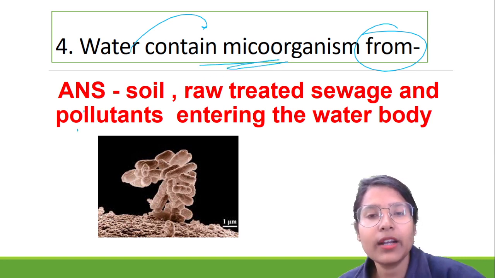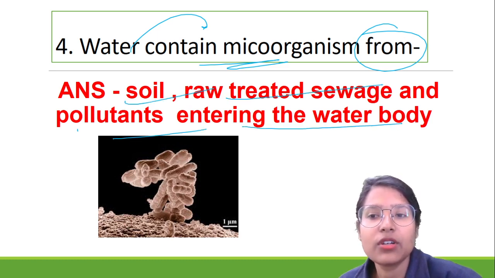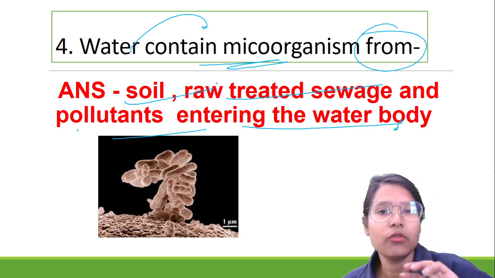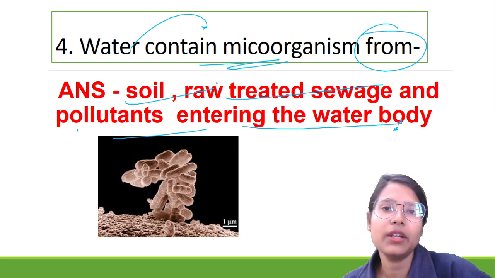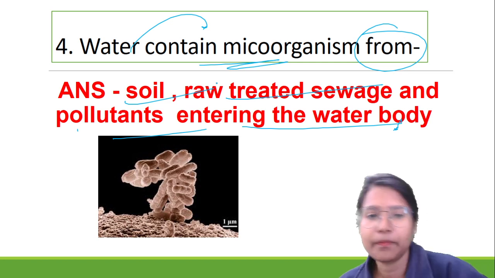Next one is that water contains microorganisms. From where does the water contain the microorganisms? Like water gets contaminated from soil, raw or treated sewage, pollutants entering into the water body. Okay, raw treated sewage से या फिर pollutants से, that water can be contaminated by these factors which are entering into the water body.